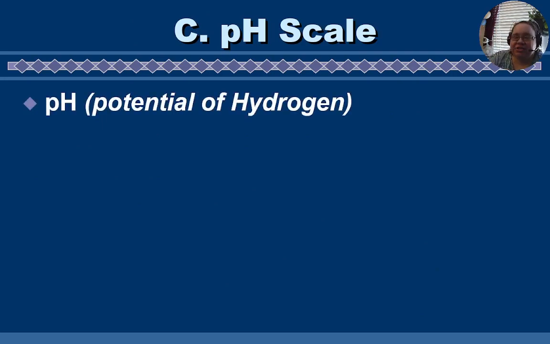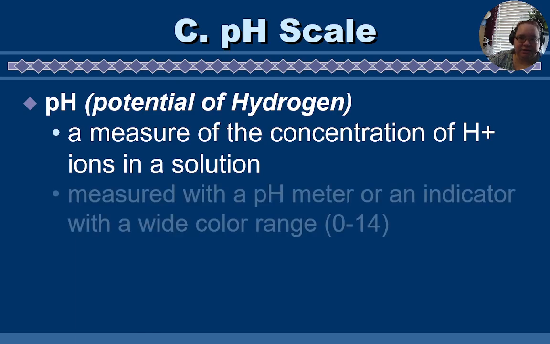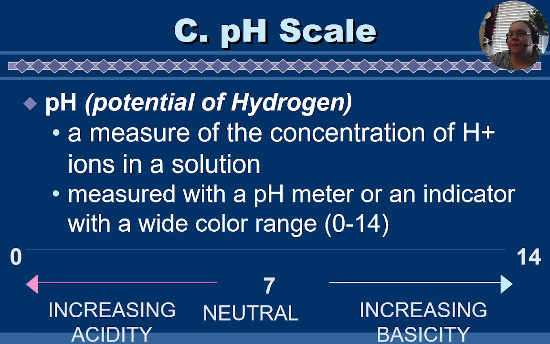The pH scale is just a measurement of the hydrogen ion potential. It tells you the concentration of the H+ ions in solution, and it also gives you an idea of the concentration of hydroxide ions, OH-, in solution. We measure it with an indicator or with a pH meter, but when we're looking at our pH scale, 7 is neutral. You have to be exactly 7 to be neutral.